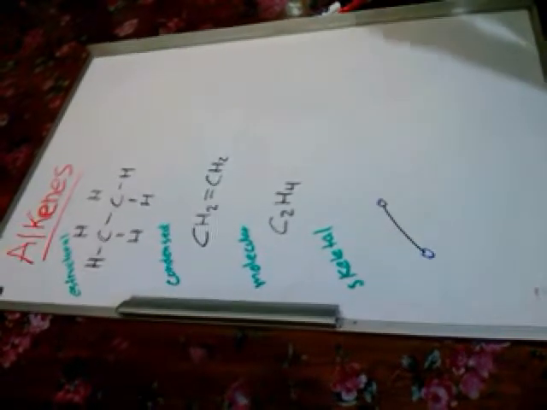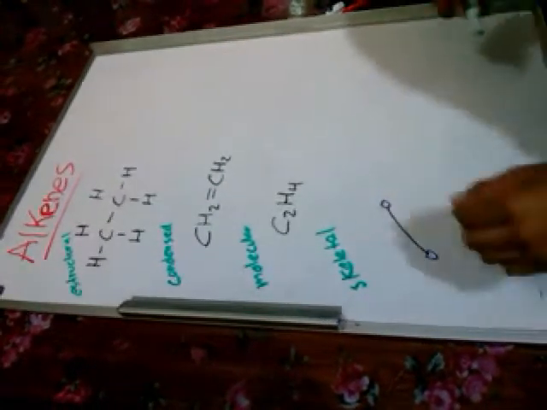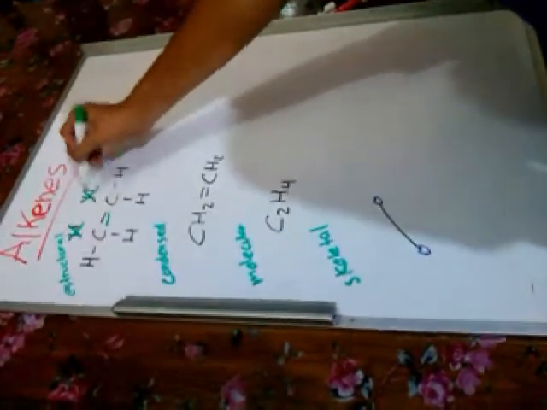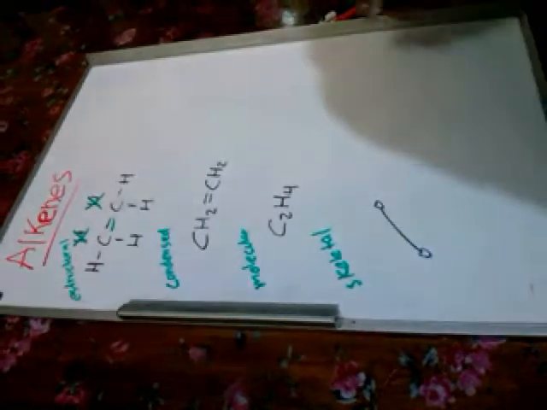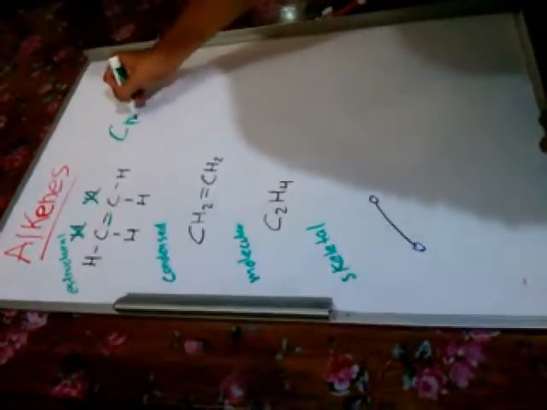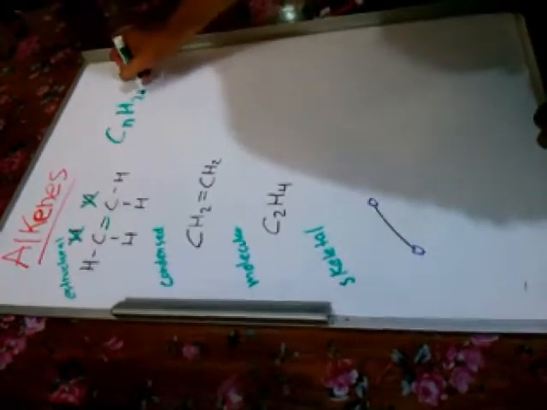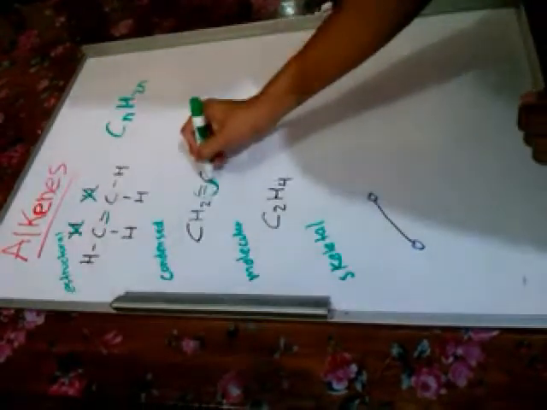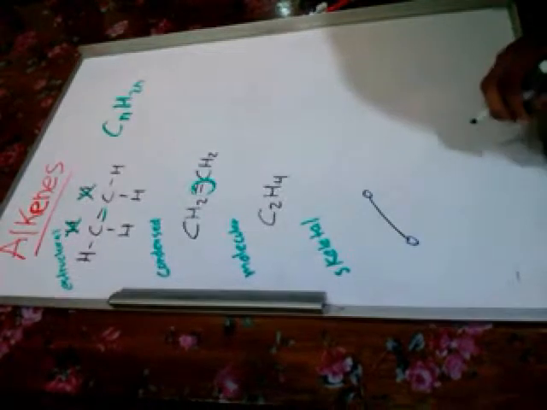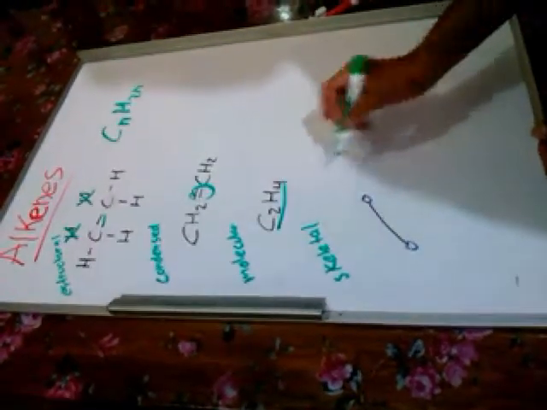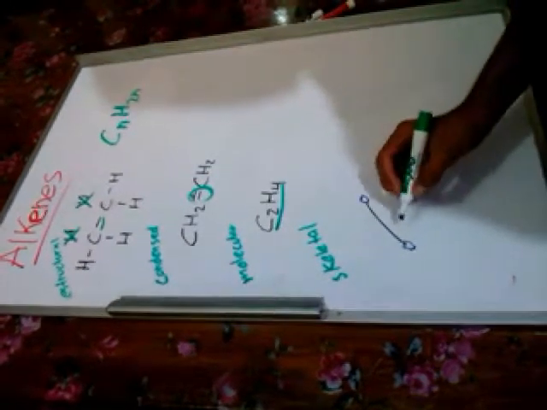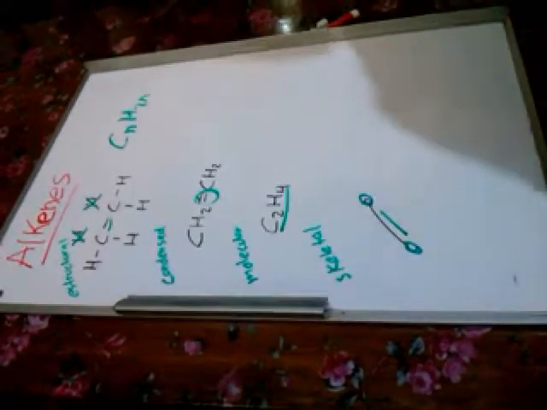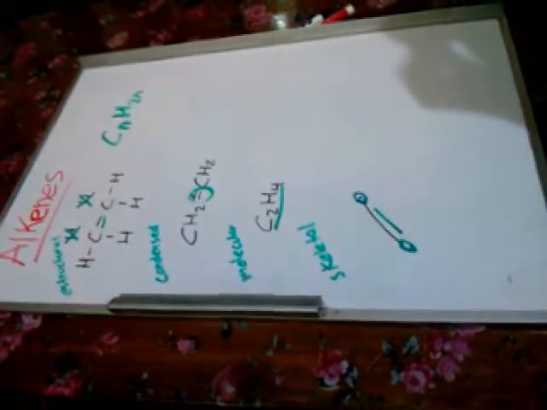Alkenes. The main characteristic of alkenes is the double bond, so we need to take out a hydrogen, and the formula will be CnH2n. In the condensed formula we have a double bond, if you can see, and the molecular formula complies with the formula. And in the skeletal formula we also need to write the double bond to show that it's an alkene.